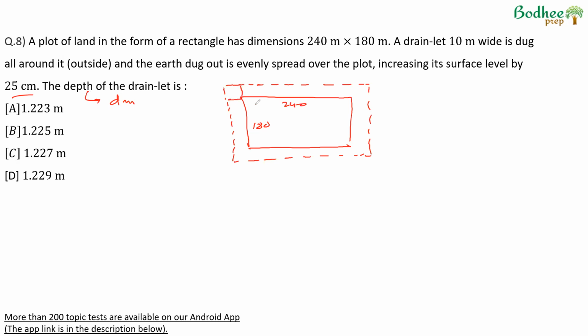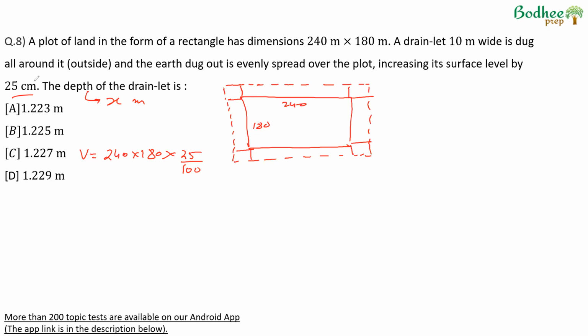I'm just drawing lines here so that it will be easy to calculate the volume. Now, the volume of the earth that has been dug out will be equal to the volume of the earth that has been spread on the field. Let us simply write the depth as X meters. Volume is length into breadth into height. The surface level rose by 25, so 25 by 100, converting into meters.